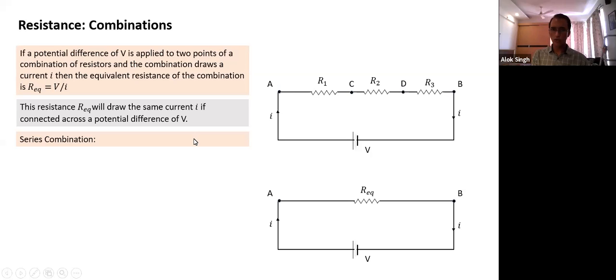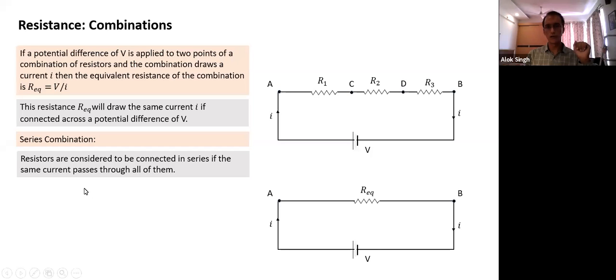Let's apply series combination. We have defined series combination in the case of capacitors. How did we define series combination in the case of capacitors? Direct connection. No, so that if one has charge minus Q, the other will have charge plus Q. The net charge remains 0. There's no diversion of the charge. There's no branch in between. Series combination also is similar.